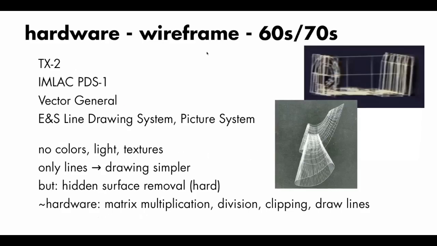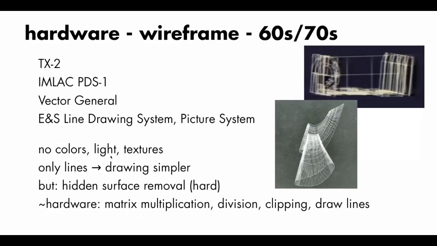Some other machines were built in that era, like the 60s and 70s. Vector General, for instance, built the hardware that was used to render the trench run animation in the first Star Wars movie. You can see a picture here. And this other picture I've taken from a brochure on the Evans and Sutherland, I don't know what it was, line drawing system or picture system, one of the two. But at that time, you essentially had real-time line drawing capabilities.